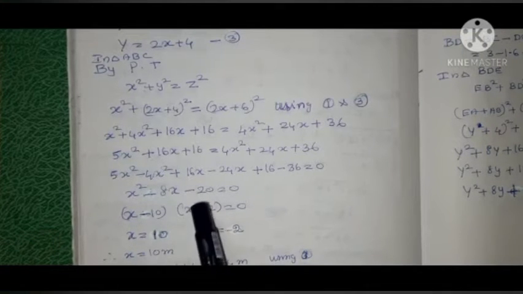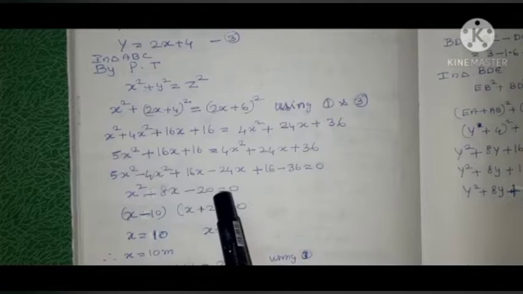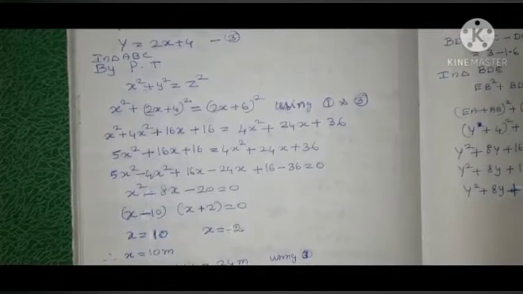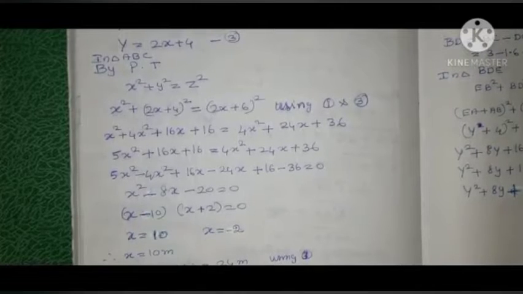Sum of the roots is minus 2, that is 8. Product of the roots is minus 20. Minus 10 into plus 2 is minus 20. Minus 10 plus 2 is minus 8. Here x is equal to 10, x is equal to minus 2. Therefore x is equal to 10 meter.